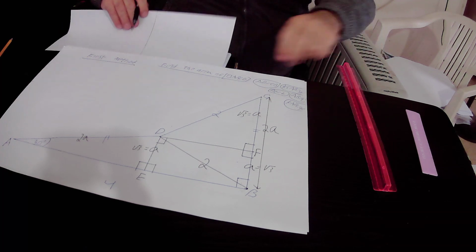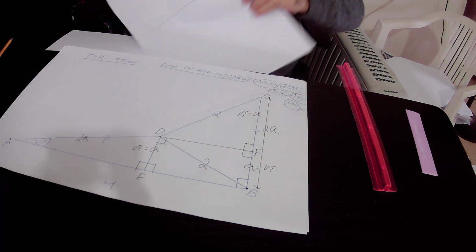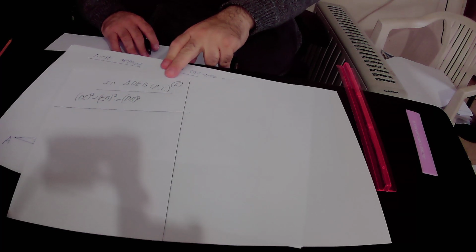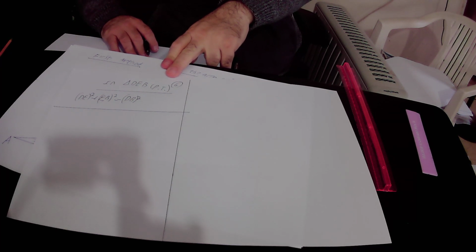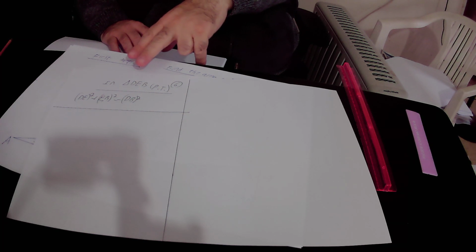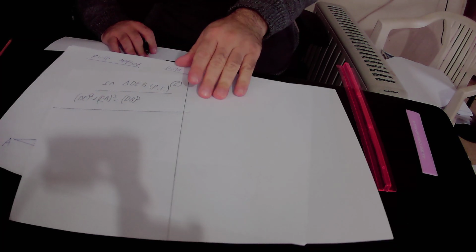I'll repeat again. In triangle DEB, according to the Pythagoras theorem, PT is the abbreviation for Pythagoras theorem. We will get the square of the hypotenuse equals the sum of the squares of the perpendiculars. That is to say, DE square plus EB square equals DB square.